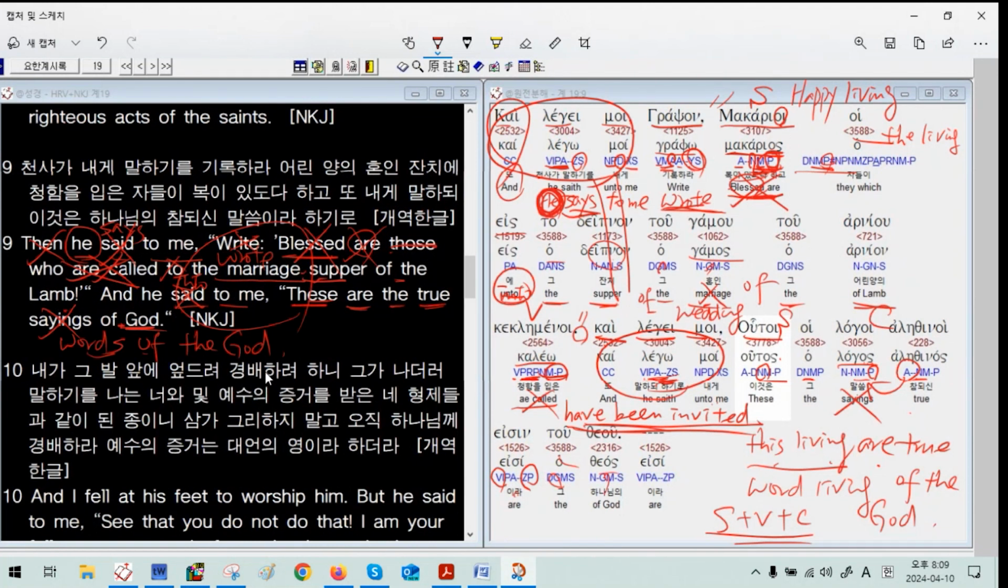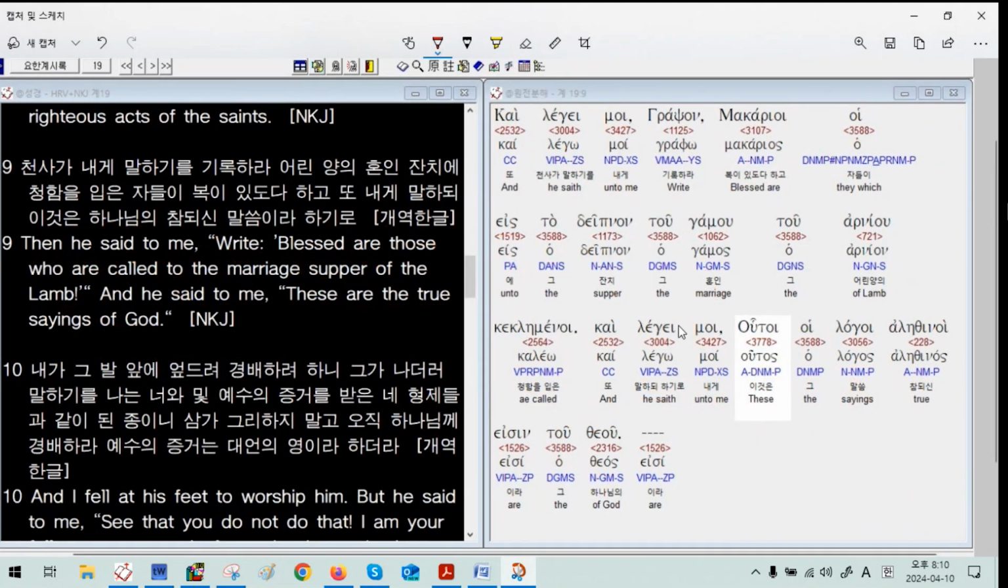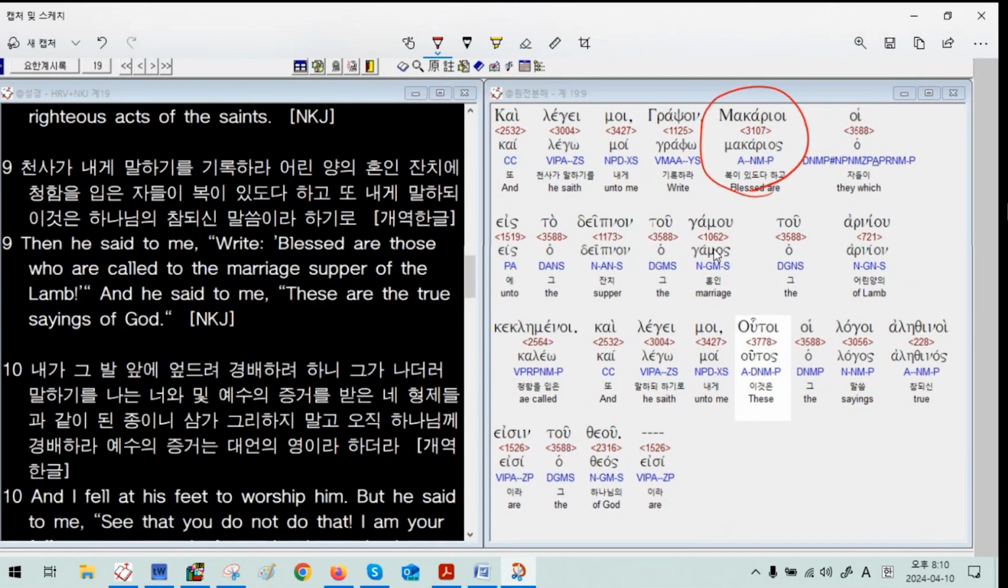Then, today in the next class, we are going to study about the makarioi, which means happy living. And then we are going to study the second one. The supper of the wedding of the Lamb. Number 2. Into the supper of the marriage of the Lamb.